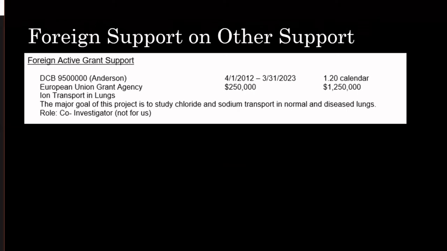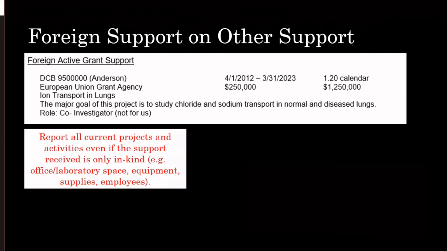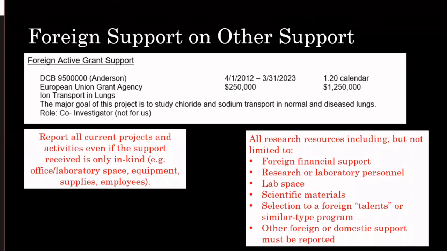Foreign support on other support pages would look like this. Report all current projects and activities, even if the support received is only in kind, like office or laboratory space, equipment, supplies, employees. They still need to be listed here. All research resources, including but not limited to foreign financial support, research or lab personnel, lab space, scientific materials, selection of a foreign talent or similar type program, other foreign or domestic support must be reported.